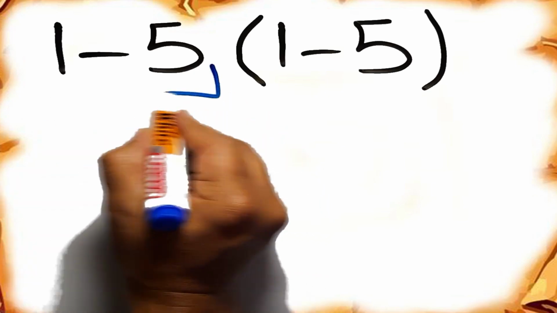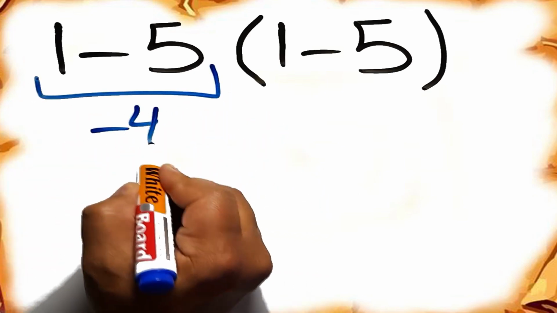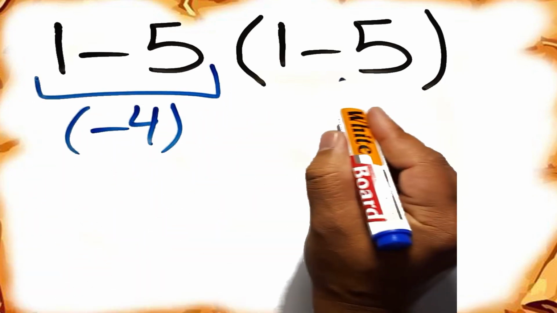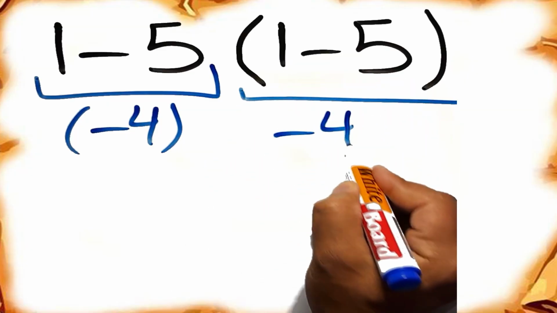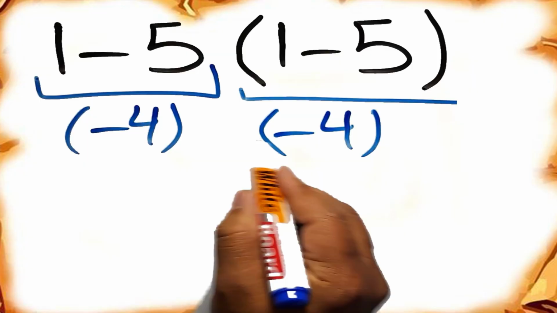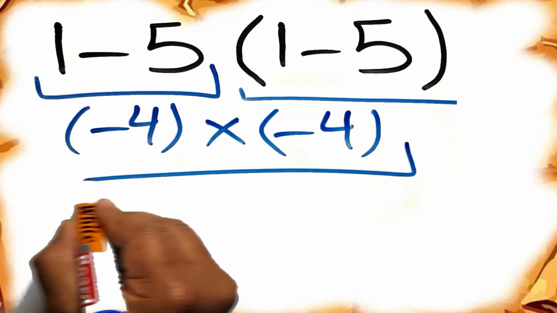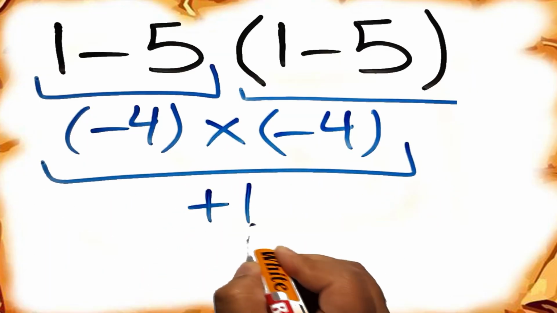1 minus 5 gives us negative 4. And again, inside this parentheses we have 1 minus 5. So negative 4 times negative 4, which equals positive 16.